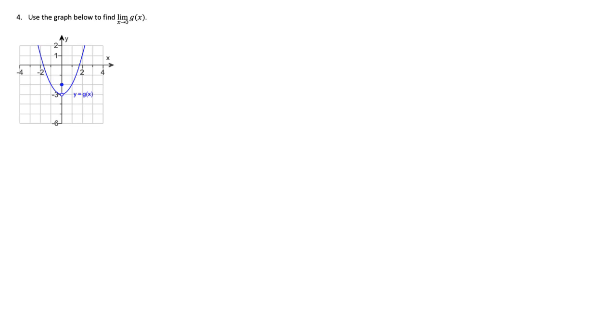Use this graph to find the limit of g of x as x approaches 0. Notice the function value at x = 0 is -2. However, the left and right-hand limits at 0 are both -3, so that would be our limit in this case.